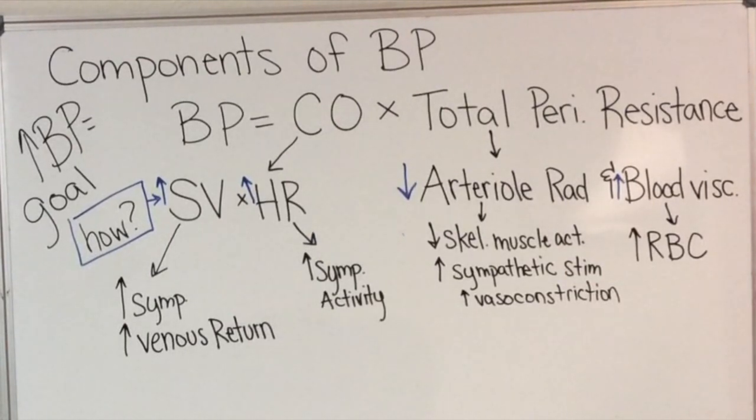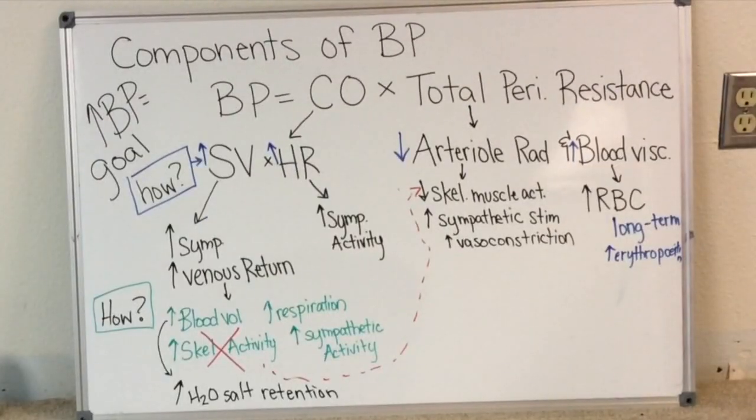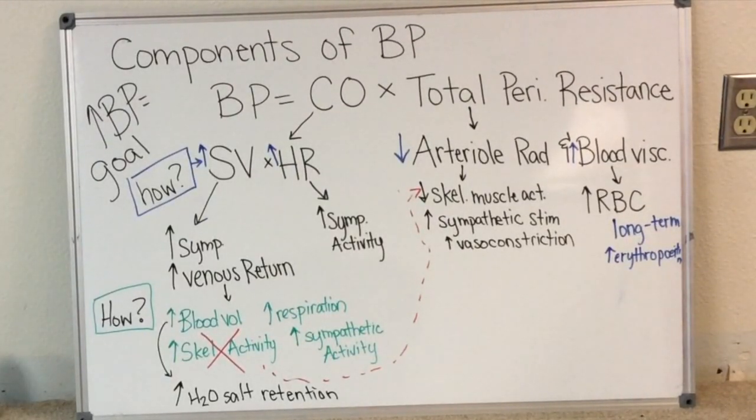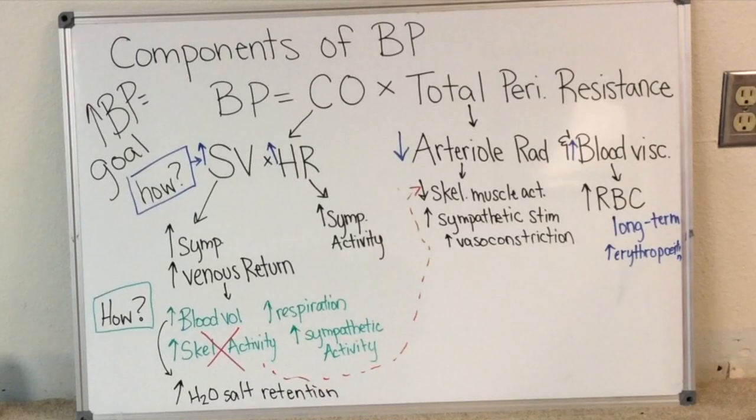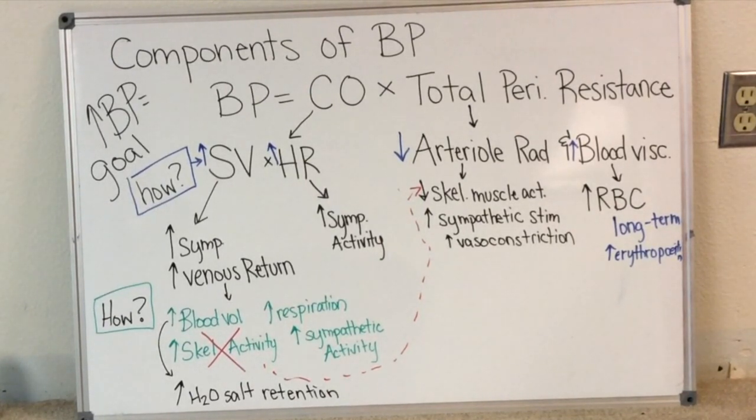In order to increase blood viscosity, we could increase the number of red blood cells within the body. Increasing red blood cells would be a long-term fix to the issue. It would take some time to increase the amount of erythropoietin and red blood cell production by the red bone marrow. We could increase venous return through several methods.